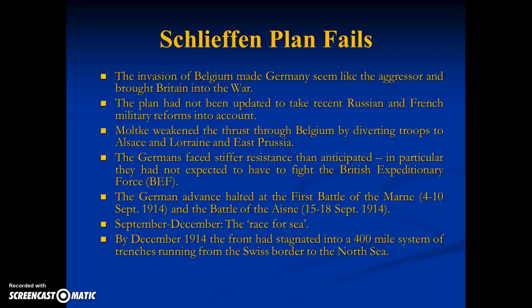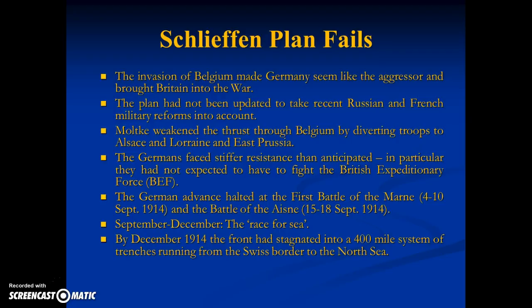The trouble was with all of this, it failed, mainly because Germany was seen as the aggressor. It didn't take into account recent French and Russian military reforms, and Moltke, the German general in charge, divided his troops. There was a great deal of stiffer resistance. Because of the invasion of Belgium, it brought Britain into the war, because it had a defensive agreement with Belgium from 1837, and therefore he wasn't just facing the French and the Belgians, but also the British.